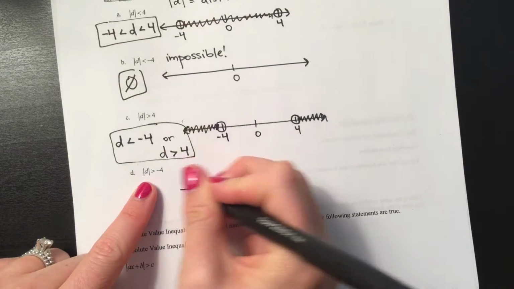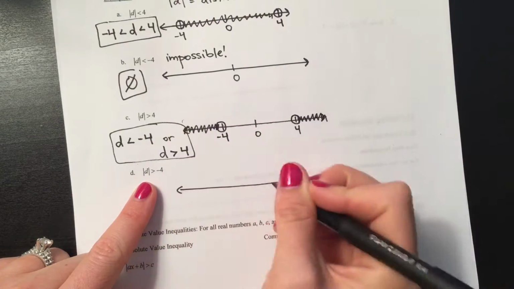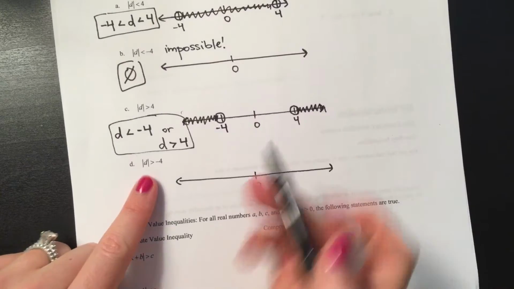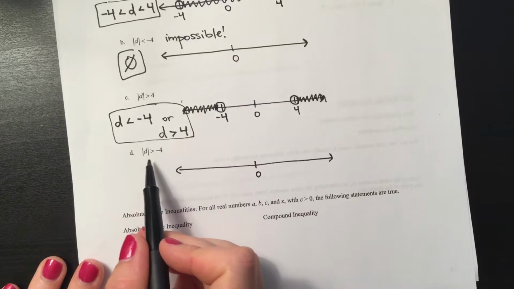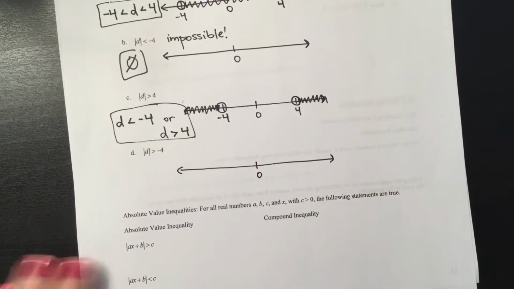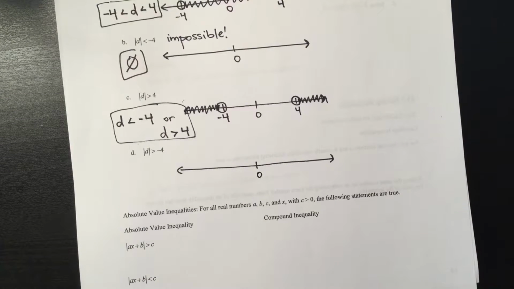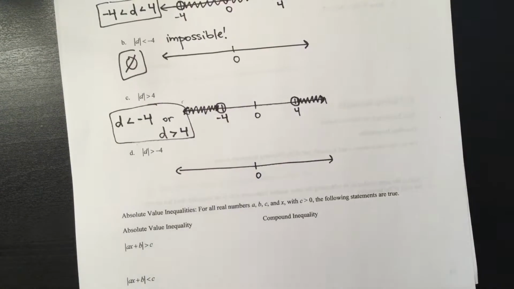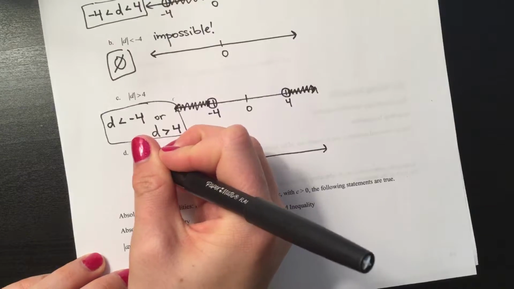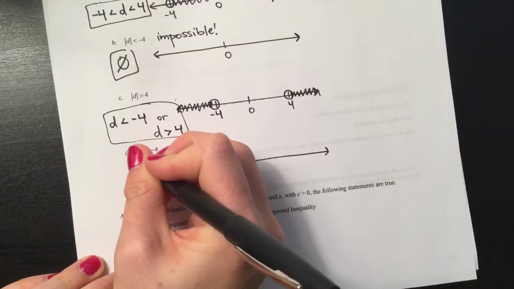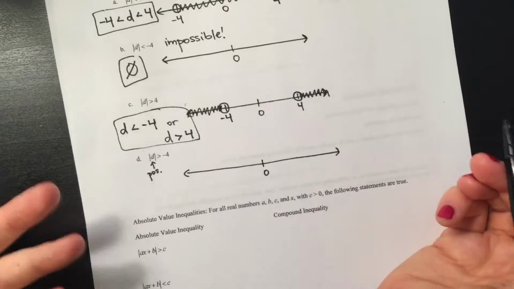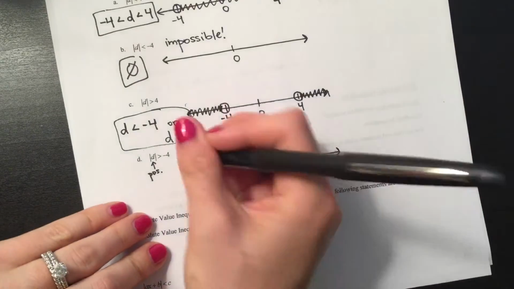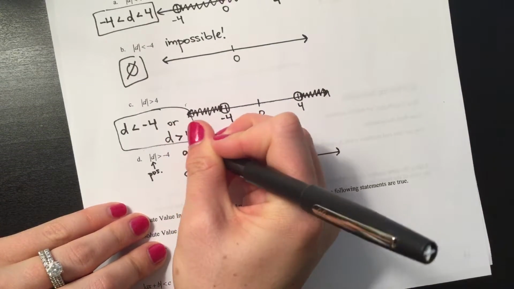Okay, set up a number line. So my last one is greater than a negative. So my distance from 0 is at least -4. Now this is a weird one because absolute value, remember, always has to be positive, and a positive number is always bigger than a negative number. So if this is always positive, it's always going to be greater than a negative number. So this statement is always true.